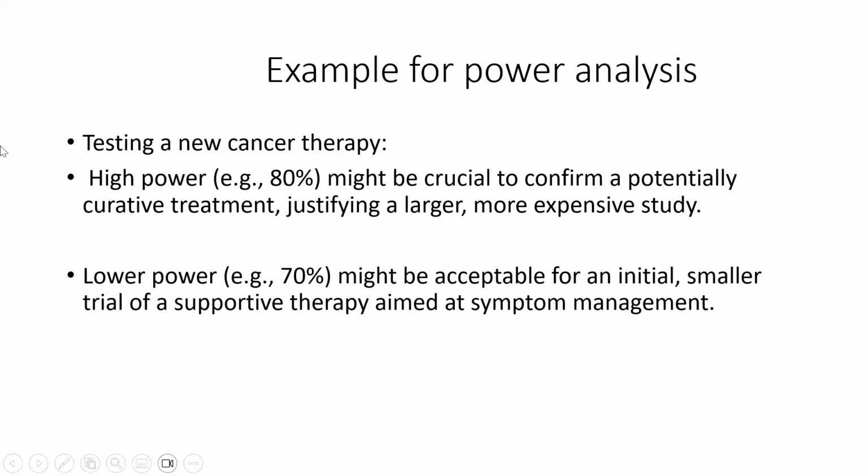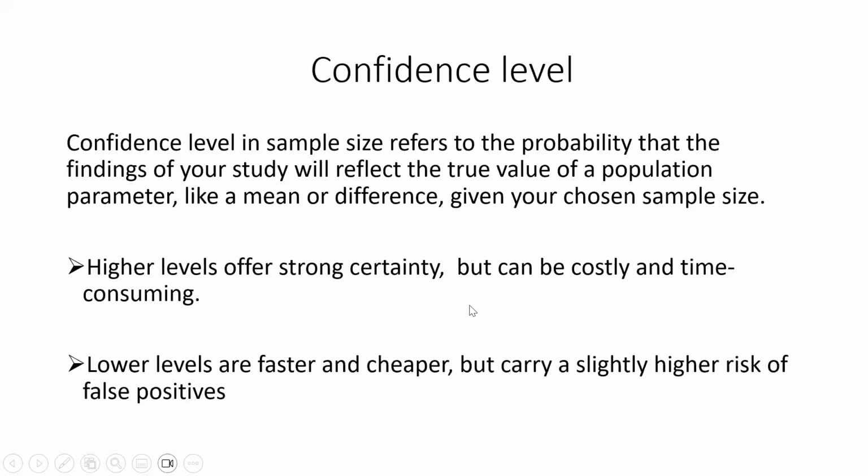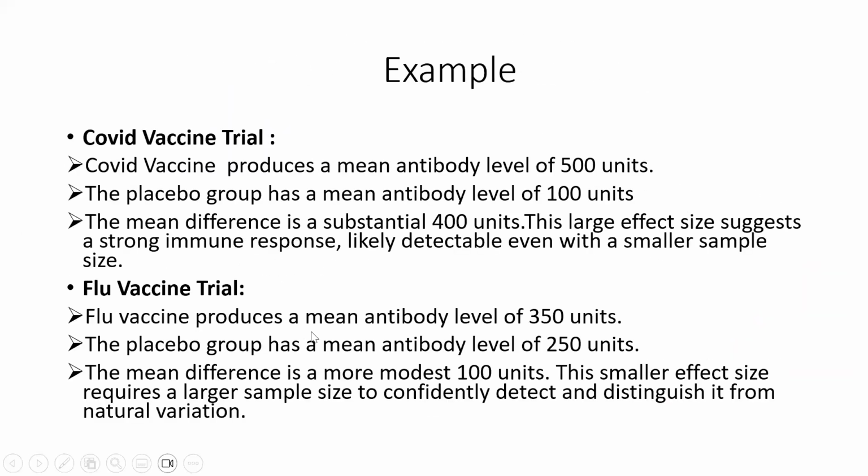So for example, when there is a clinical trial for a new cancer therapy, a high power of more than 80 percent should be required to confirm a potentially curative treatment. Lower power might be acceptable for a smaller trial, or supportive therapy aimed at symptom management. So when there is a minute difference, like a flu vaccine trial, you need a higher power to find the difference between the two groups.